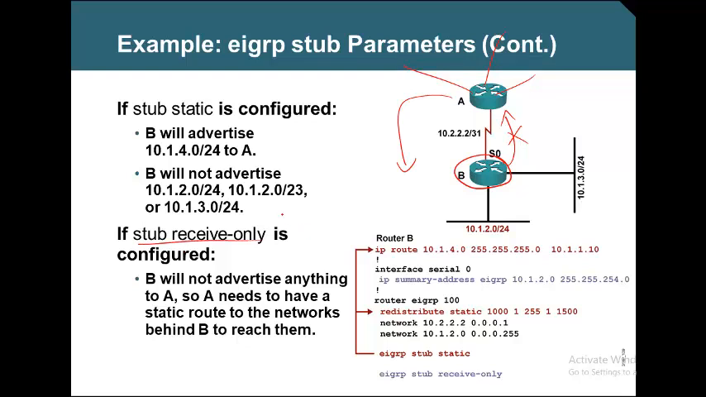A won't have any route to reach the networks behind B. If you wish to have reachability, then A should have a static route. Though there is EIGRP running between B and A, EIGRP can't help because B is configured as stub receive only.